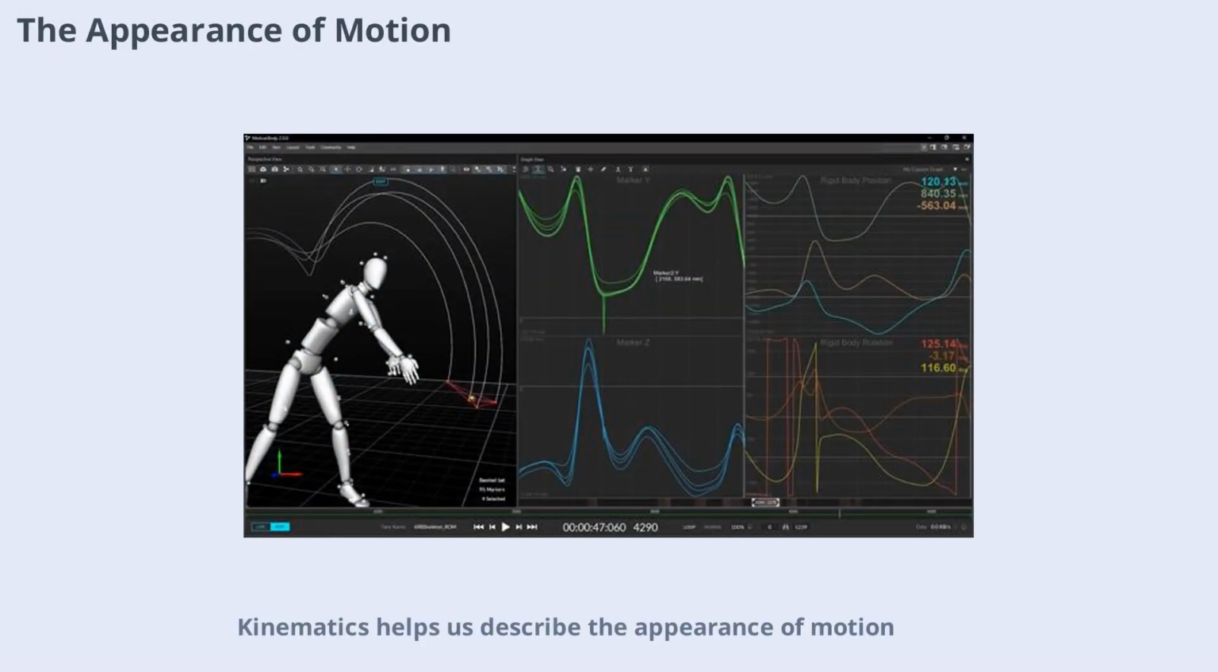Kinematics helps us describe the appearance of motion. This includes the shape and form of movement, as well as the sequencing of different body parts. For instance, when analyzing a runner, we might look at how their arms and legs move in coordination, or how their posture changes throughout the stride. By understanding these patterns, we can identify areas for improvement or potential injury risks.